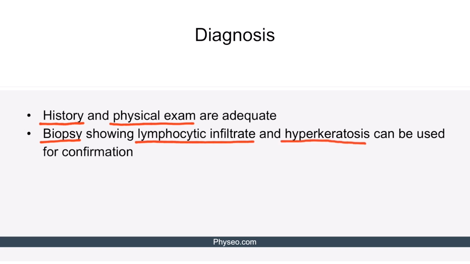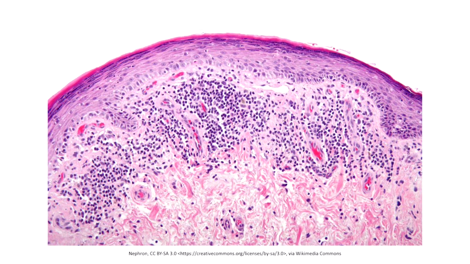Let's take a look at this on a pathology slide. Here we see the histology of a patient with lichen planus. First, notice the extensive lymphocytic infiltrate that's present throughout.